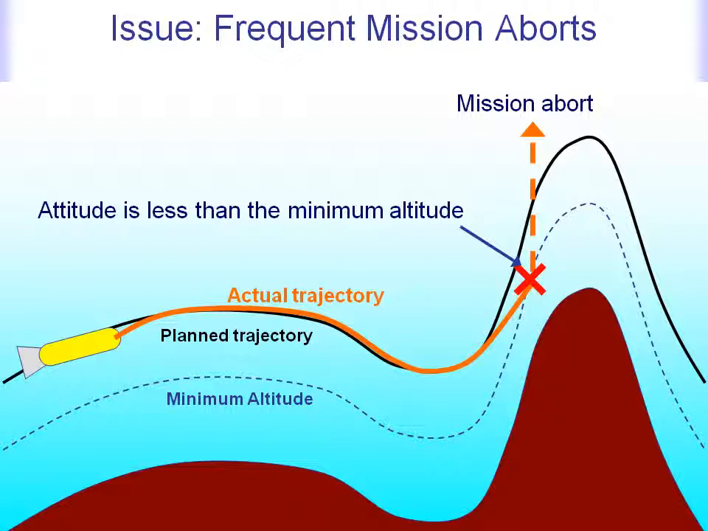So there's a dilemma. Good scientific measurements require close proximity to the seafloor, but getting too close results in mission aborts. Therefore, we need an intelligent controller that explicitly considers uncertainty by balancing risk and utility.